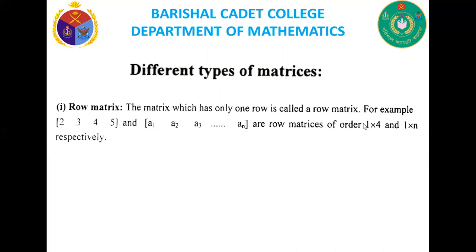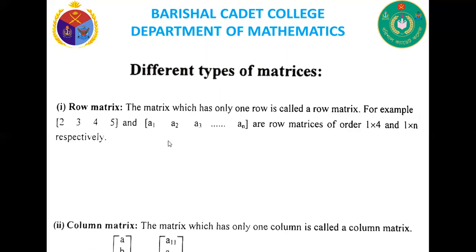A row matrix is of order 1 by 4 because it has 1 row and 4 columns. So it is a matrix of order 1 by 4, and this is a matrix of order 1 by n.